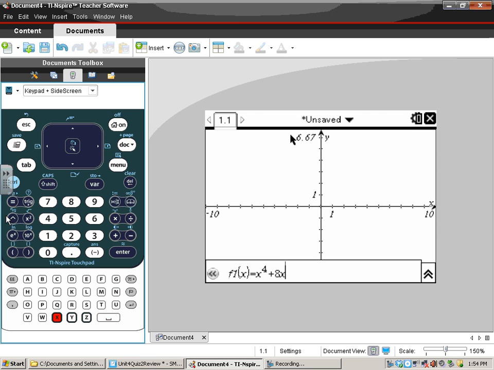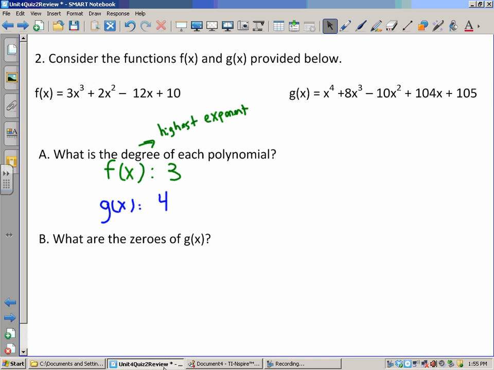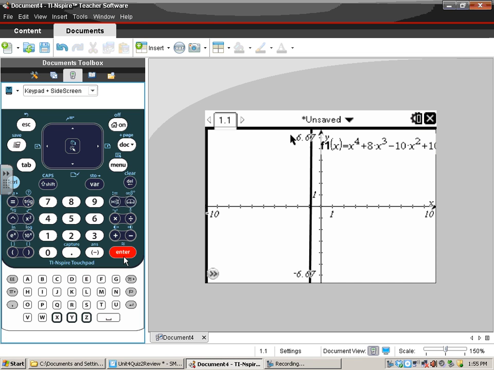So 8x to the third power minus 10x squared plus 104x plus 105. So let me just check that, make sure I type that in right. x to the fourth plus 8x cubed minus 10x squared plus 104x plus 105 looks good. So now we hit enter in order to graph that.